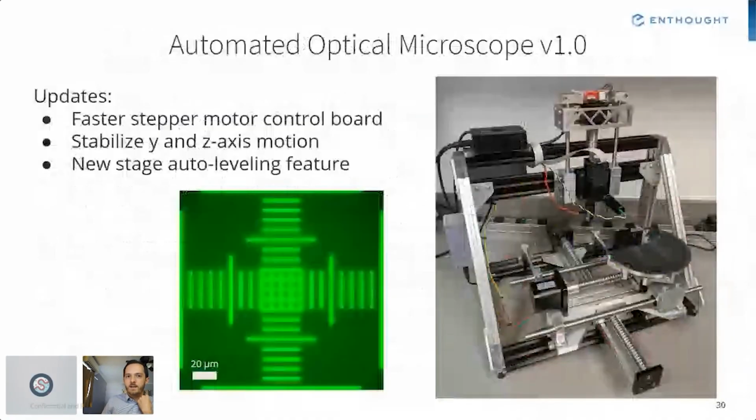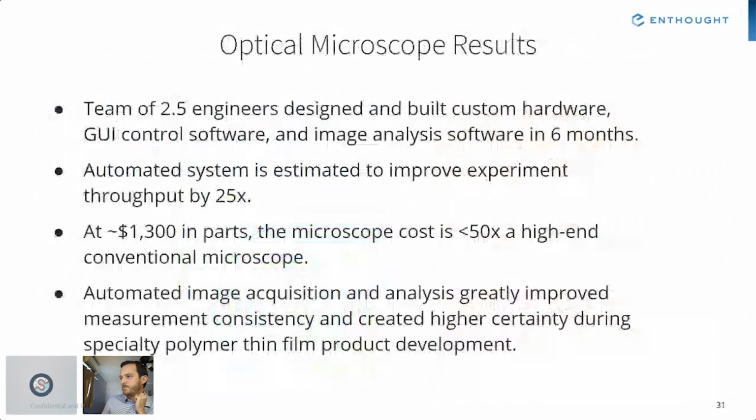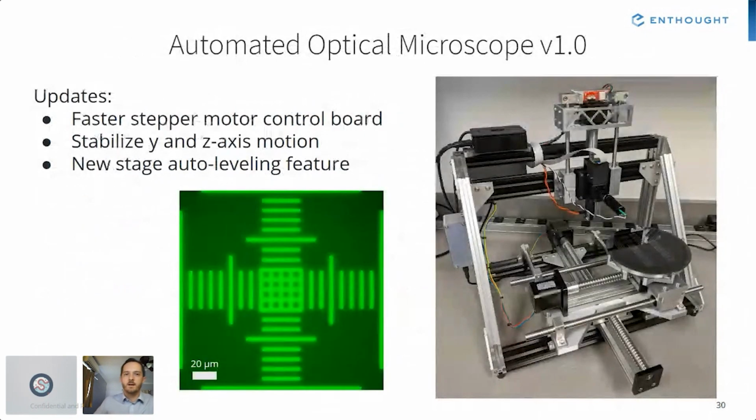A project that we did that I was involved with at MTHA was we built this automated optical microscope, a home-build setup, which is a really fun project. And this microscope costs around $1,300 in parts to build, which is much, much less expensive than a full, state-of-the-art optical microscope that you'd find in many industrial labs today.